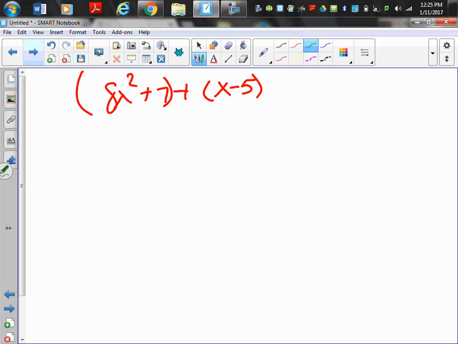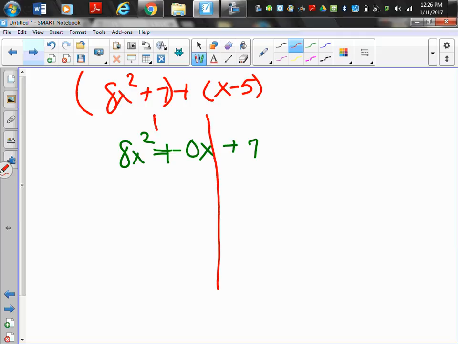So in my first one, I have 8x squared plus, I have 0 x's. I know I have to have a column for x's because there's x's in this one. So I have 0x plus 7. Draw my lines. All right, how many x squareds in the second one? 0. 0x squared. How many x's? 1. 1x minus 5.